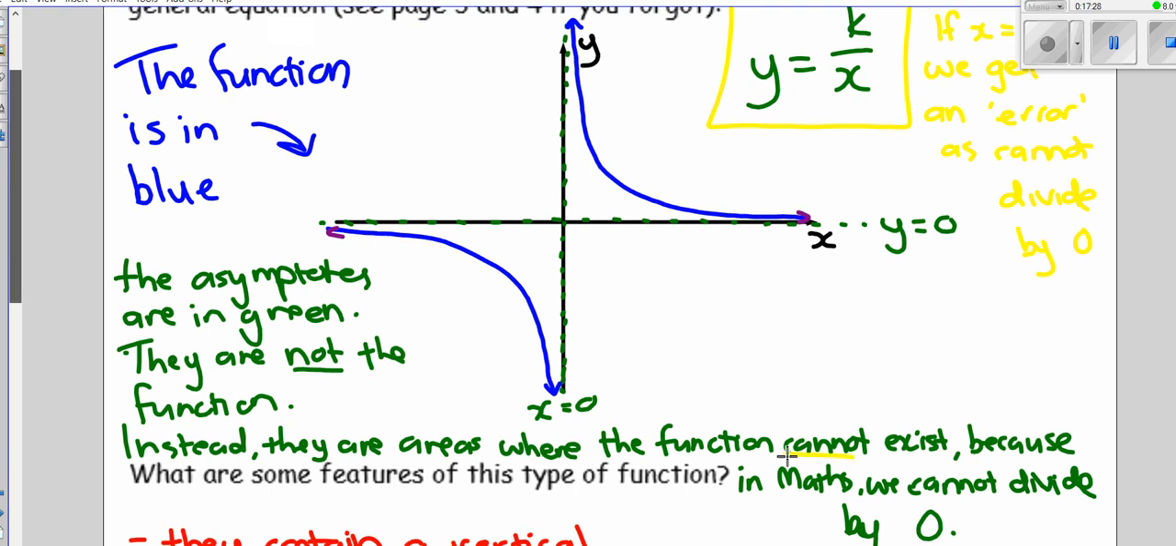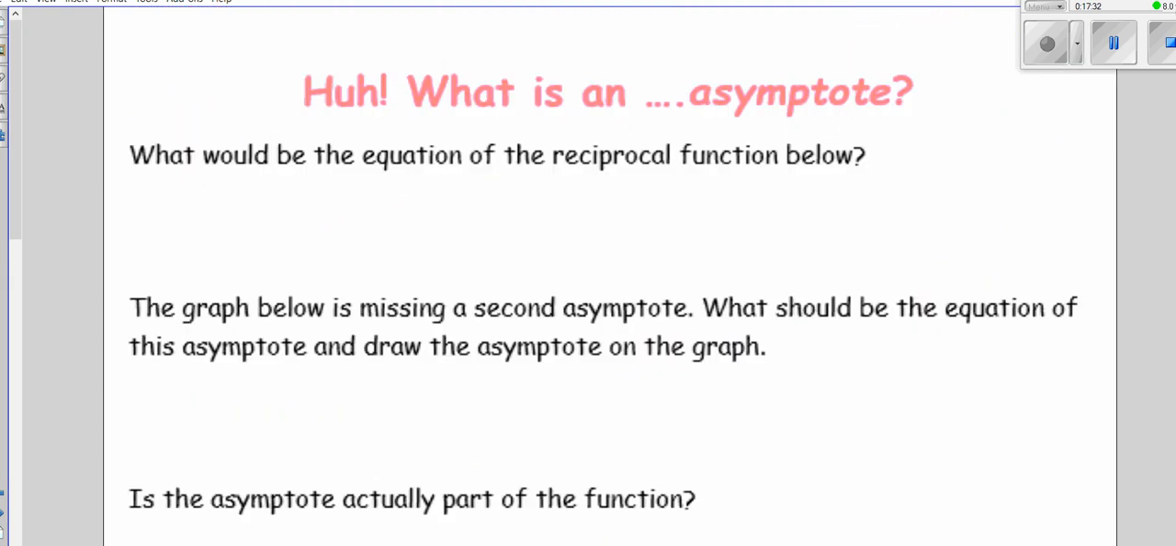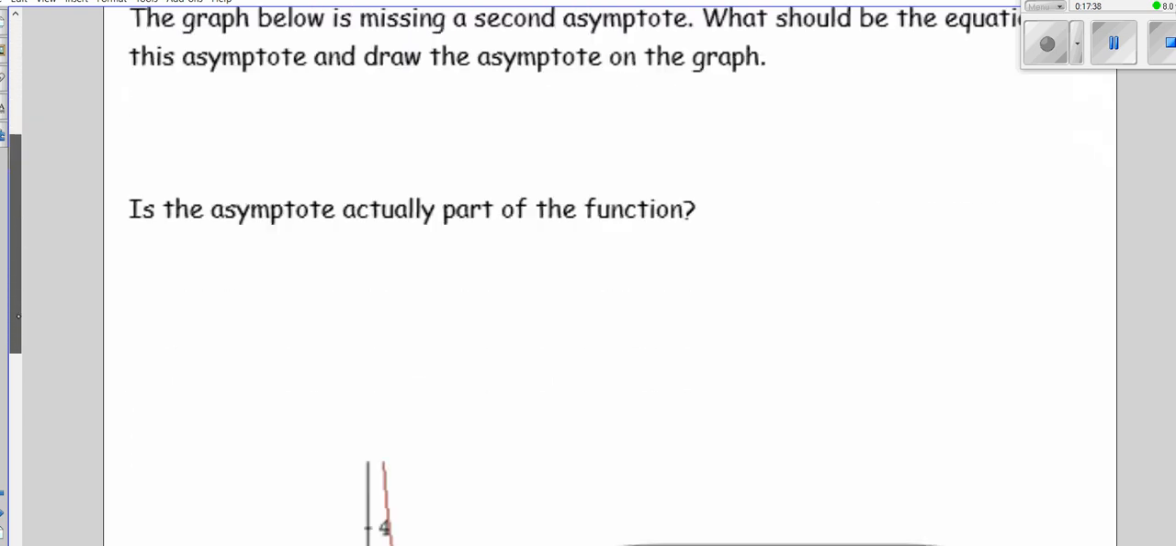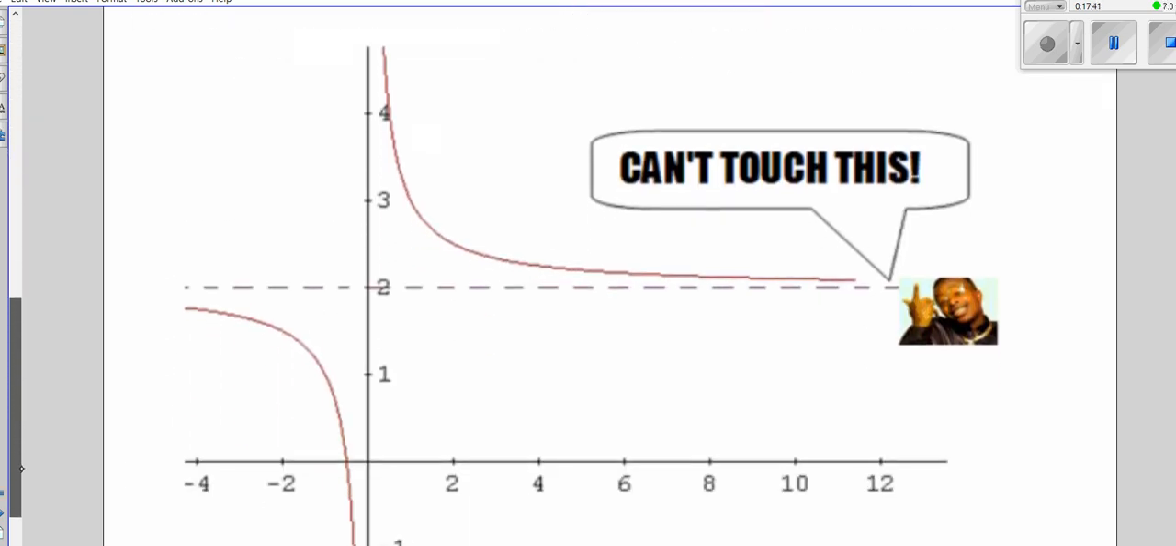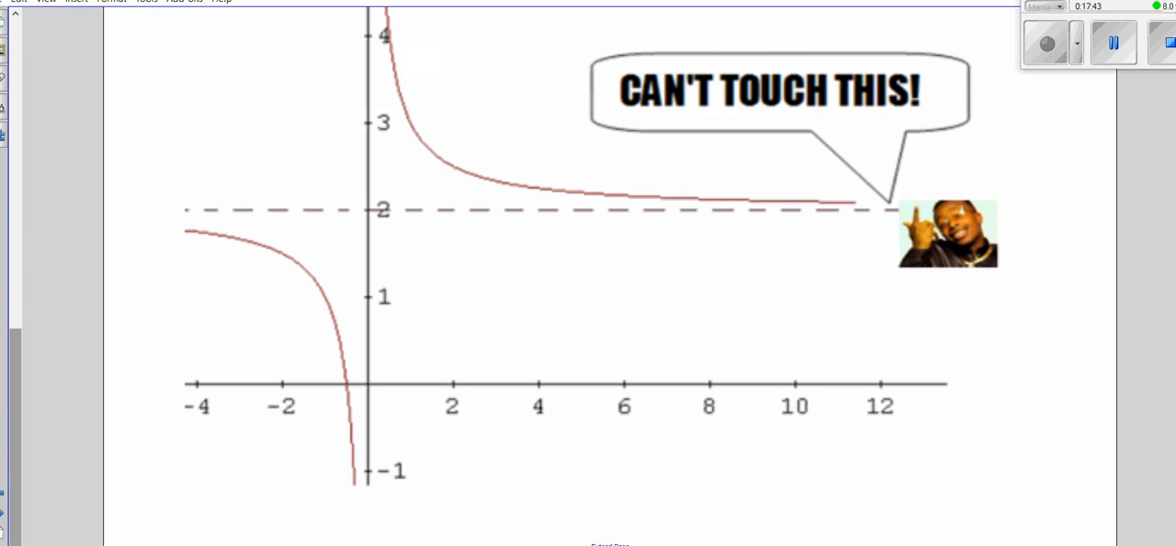Because in maths we can't divide by 0 and so on, and also the reason for the horizontal asymptote. So what would be the equation of the reciprocal function below? Here it is. Try to think, where is the asymptote? So here's a little asymptote through here. What's the equation? It's y equals 2.